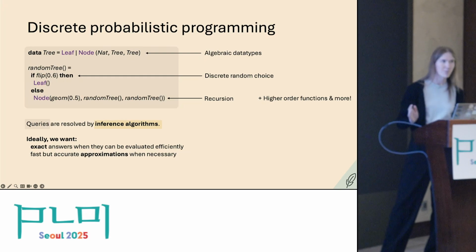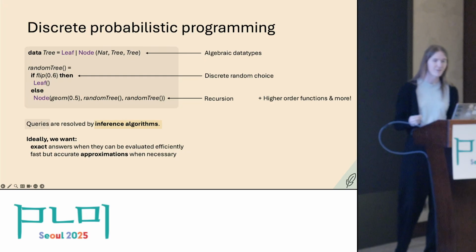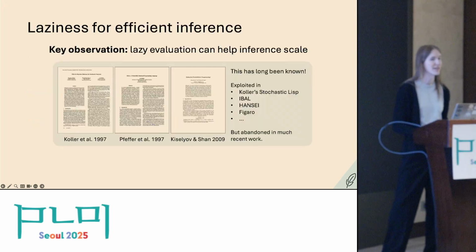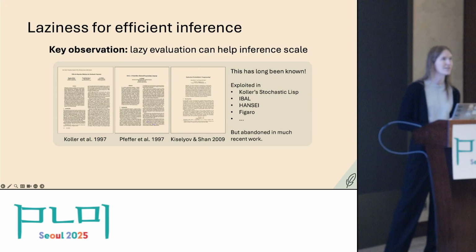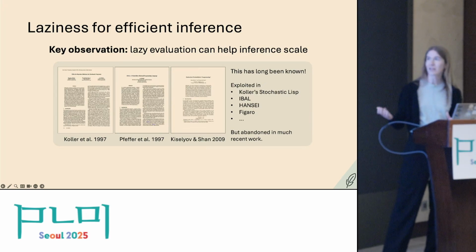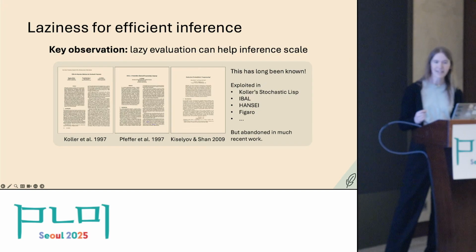And so our approach is going to build on a few ideas from the literature to derive a new algorithm that can actually deliver these capabilities. So the first of these ideas is laziness for efficient inference. And this is actually something that has been known for a long time. In fact, going back to some of the earliest probabilistic programming languages, like one developed by Daphne Koller and colleagues in 1997, relied on this insight.